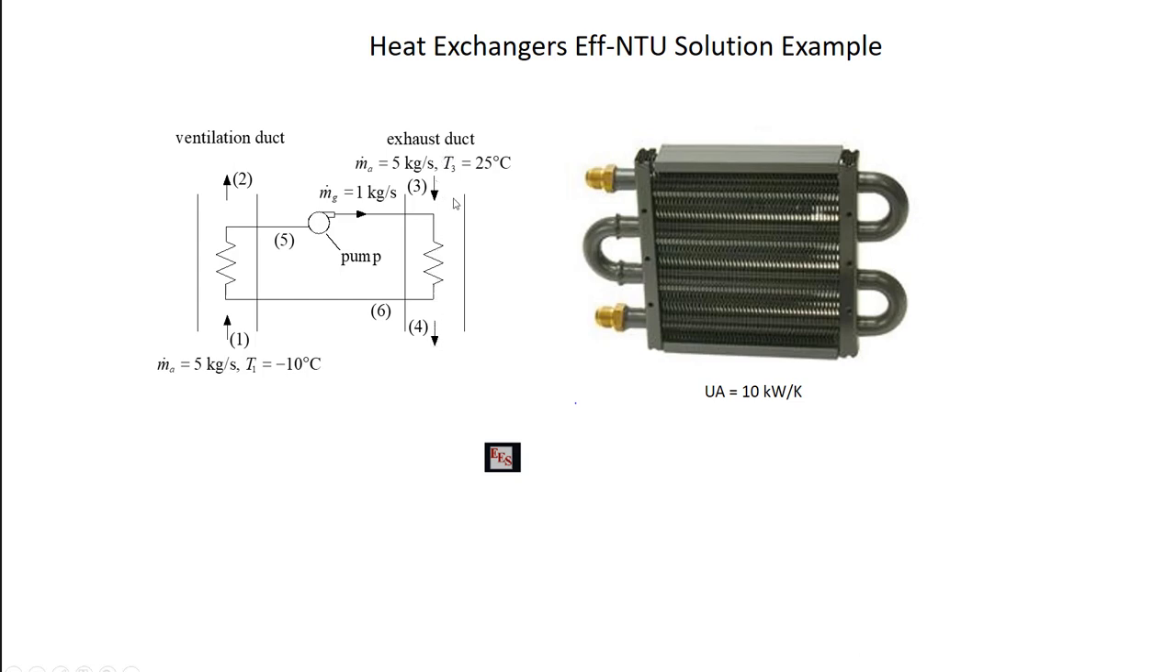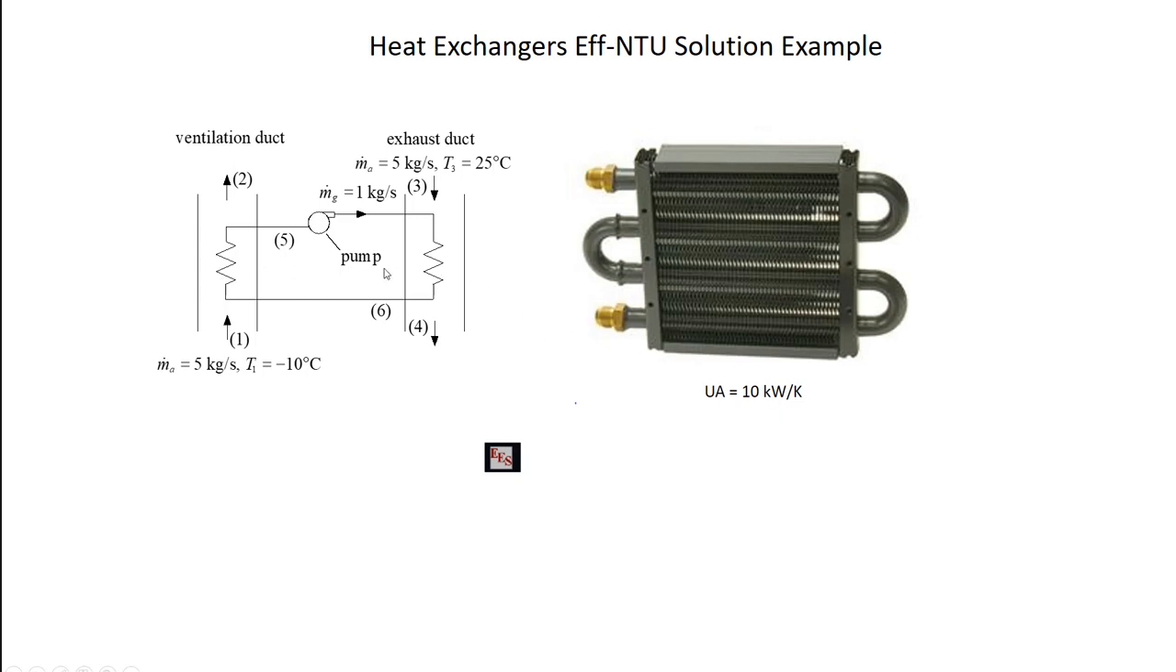So I'm going to now build a runaround loop by putting some kind of a heat exchanger in my exhaust duct and another heat exchanger in my ventilation duct, and plumbing them together with a pump so that ethylene glycol circulates between them. And the mass flow rate of my ethylene glycol is 1 kilogram per second. And we're going to assume that these heat exchangers are cross-flow heat exchangers that look kind of like this. They're big enough that the conductance is 10 kilowatts per Kelvin.